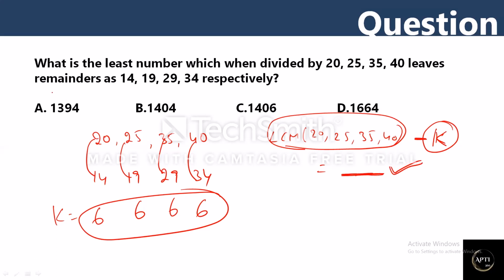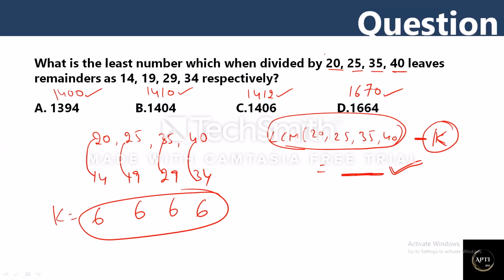Now I will add 6. This will become 1394 plus 6 becomes 1400. Correct? 1404 plus 6 becomes 1410. And this will become 1412. And this will become 1670. I hope you all are clear how I am writing this. Now I have added 6. Now you need to check whether these numbers are divisible by the given values 20, 25, 35, 40. Very simple. You know the divisibility rules.